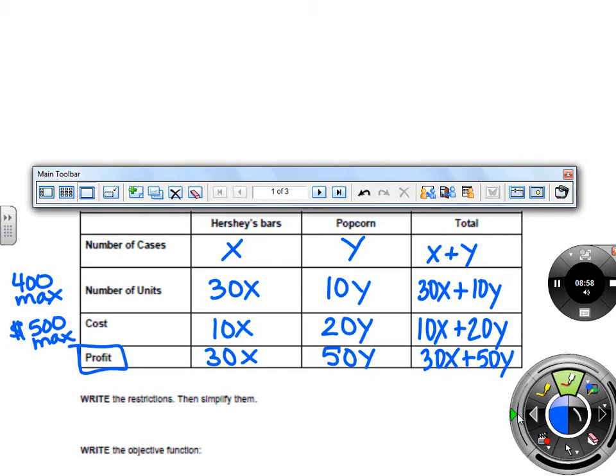Yeah, Dana? Good. 10x plus 20y is less than or equal to $500. Okay? And that's coming from right here, okay? From the cost that we wrote an expression for it, and we knew that it had a limitation. Okay, Alex?